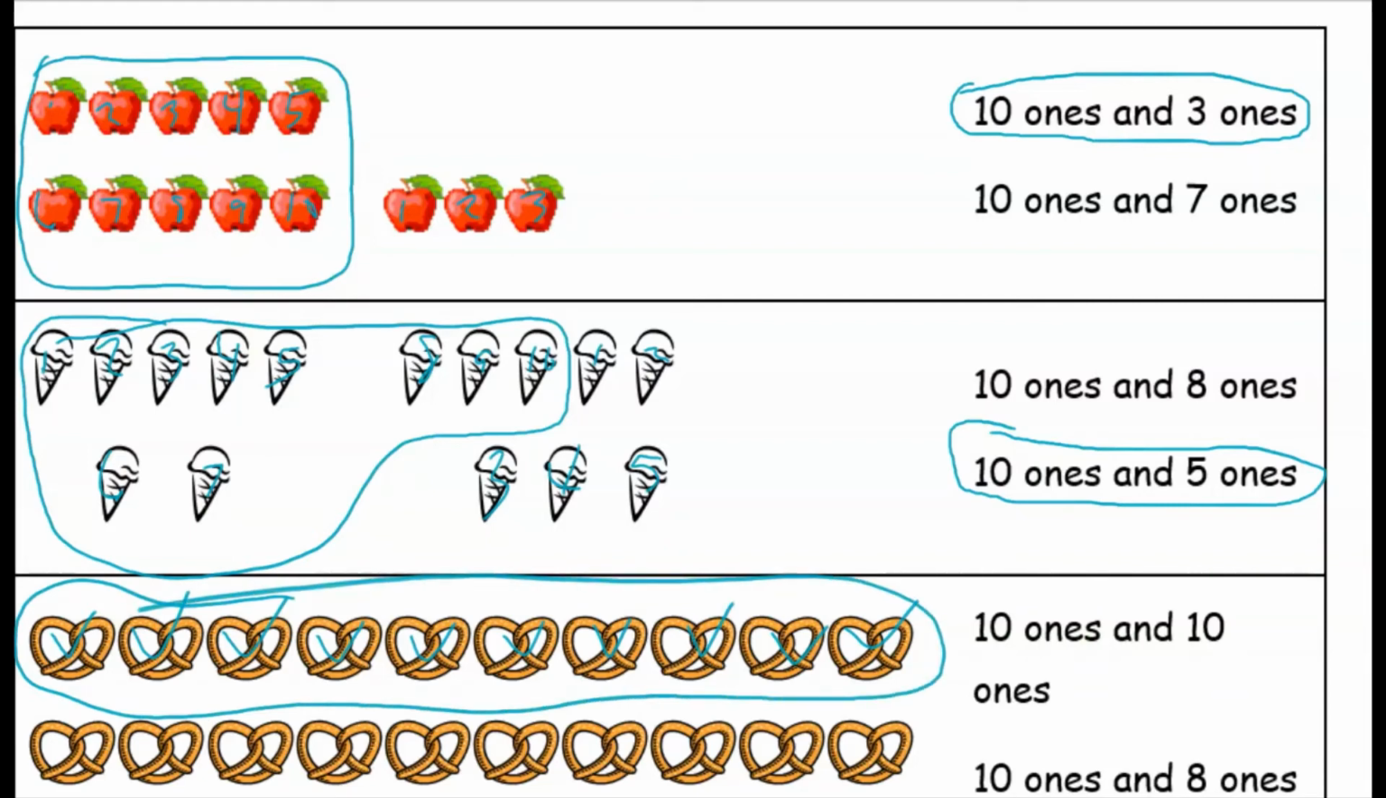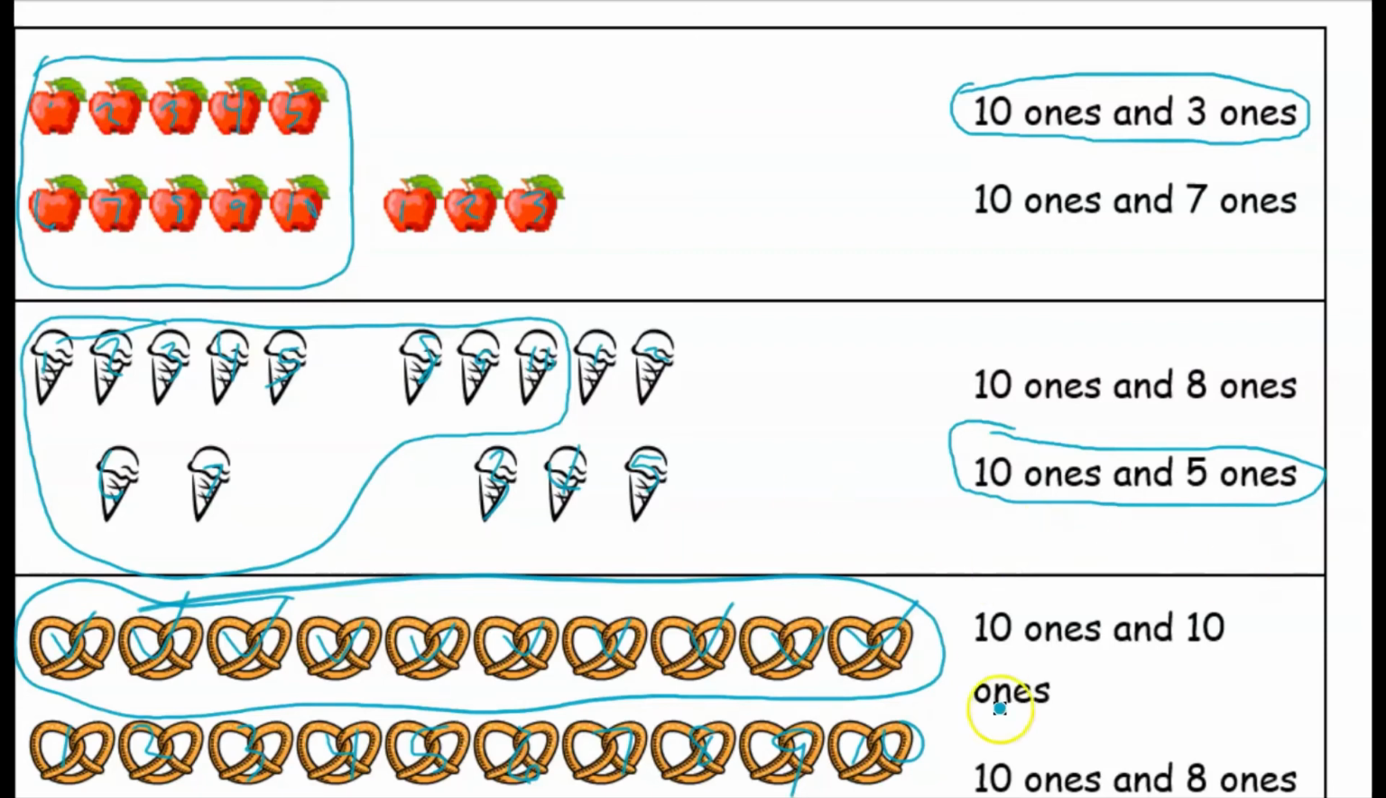Okay, let's find out how many ones we had left over. Here we go. I'm going to write my numbers for this one. 1, 2, 3, 4, 5, 6, 7, 8, 9, 10. Oh, we have 10 ones and 10 ones. Ooh. So we would say this 10 ones and 10 ones. Say it with me. 10 ones and 10 ones.